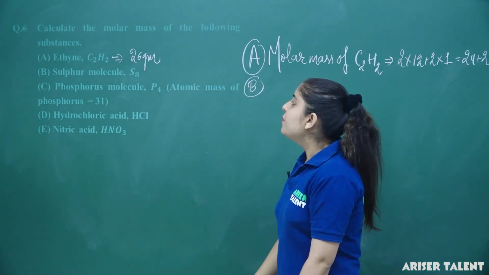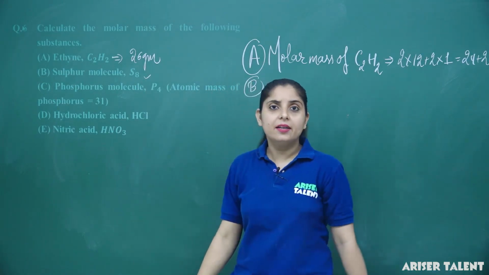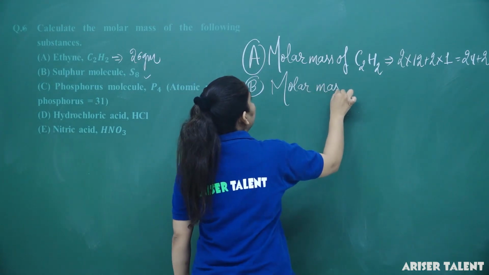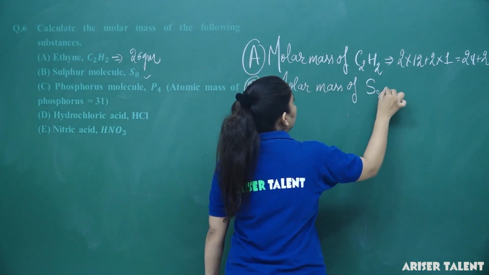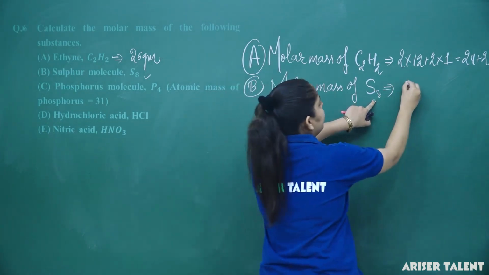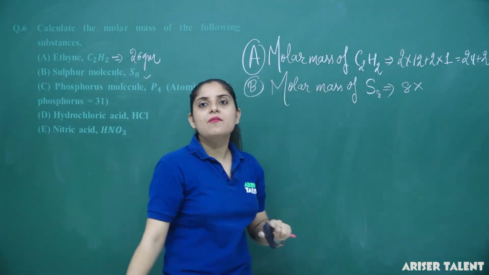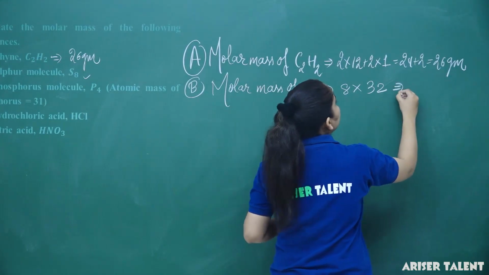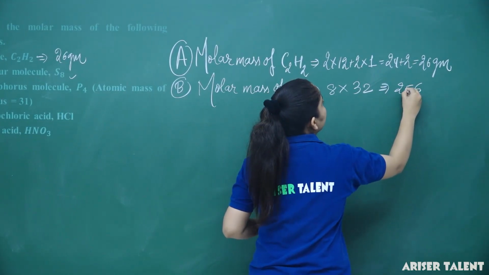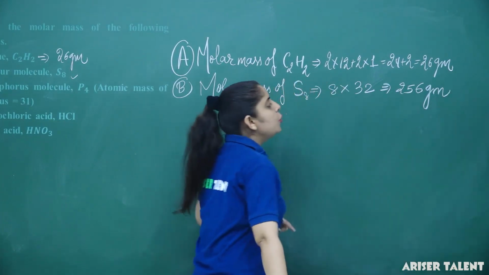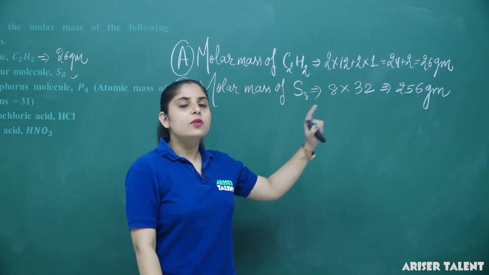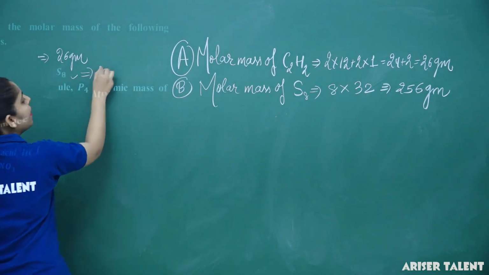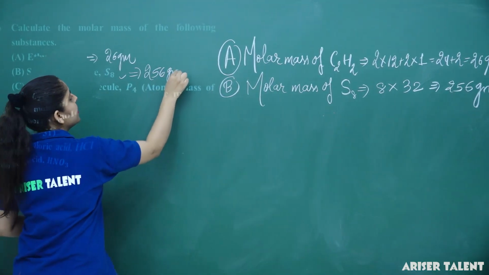The sulfur molecule that is given to you is S8. So you have to calculate the molar mass of S8. Now, this is 8, and sulfur has an atomic mass of 32 gram. So it will be 8 into 32: 8 twos are 16, 8 threes are 24, and so it will be equal to 256 gram. For this, you have to learn the atomic mass of sulfur, that is 32. So here I get 256 gram.